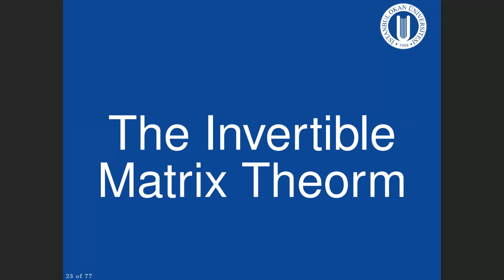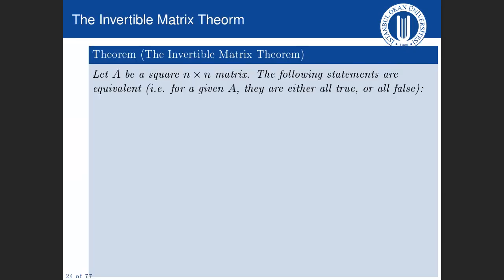Next, I want to talk about a famous theorem called the invertible matrix theorem. We're going to suppose that A is a square n by n matrix. Then the following statements are equivalent. That means for a particular matrix A, either all of these statements are true or they're all false.